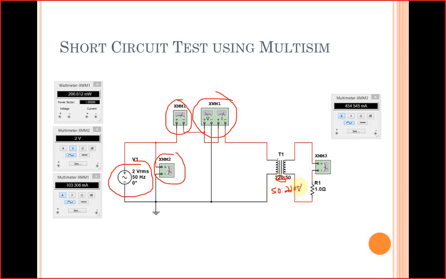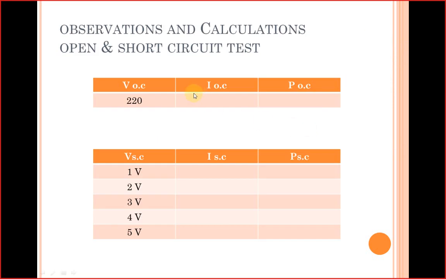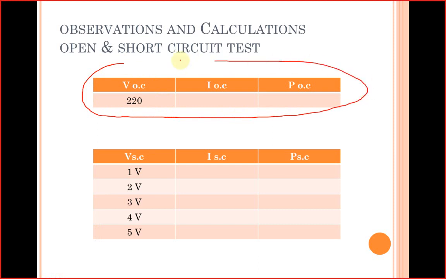So we will alternate this power supply, this transformer, and then we will record the values here, and then we will note these values in our tables. These are 3 tables. I will explain these tables. This is the first one here. This is the table for open circuit test.